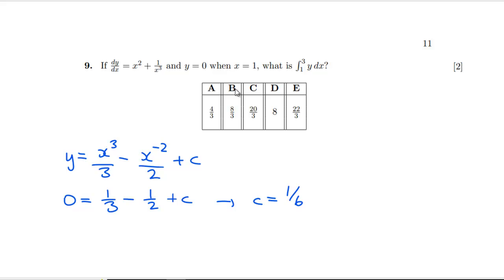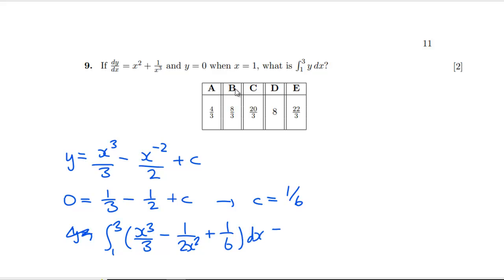Right, okay, so we've got y is equal to, well, we want to do the integral from 1 to 3. Let's just leave that bit out. Of x cubed over 3, minus 1 over 2x squared, plus a sixth, dx. Right, this is more work than we've had to do on the previous questions. So x to the 4 over 12, that's now going to become a plus 1 over 2x plus x over 6.